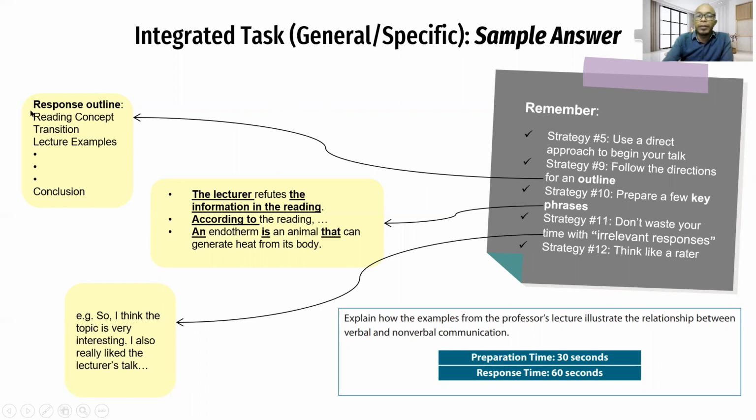Okay, so that's a very good and brief summary of the concept in the reading. And if you notice, the student uses the key phrase to help him introduce the topic.